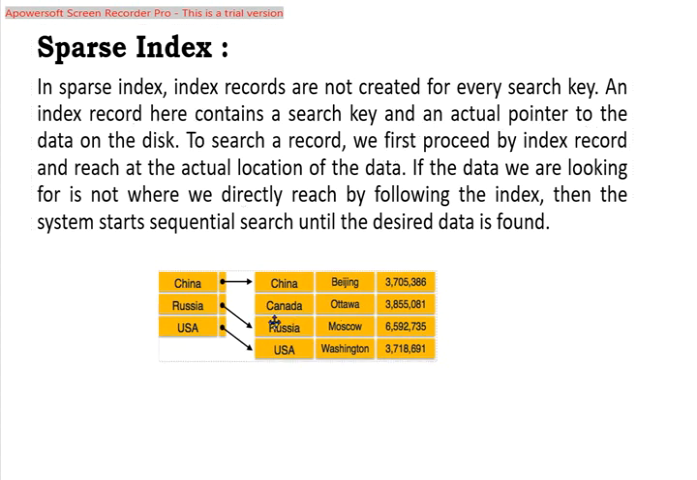So how can we search data in this? Here is the solution. To search a record, we first proceed by the index record and reach the actual location of the data. If the data we are looking for is not where we directly reach from the index, then the system starts a sequential search until the desired data is found. This may reduce the speed a bit, but not much. So it's a sparse index, not much complicated.